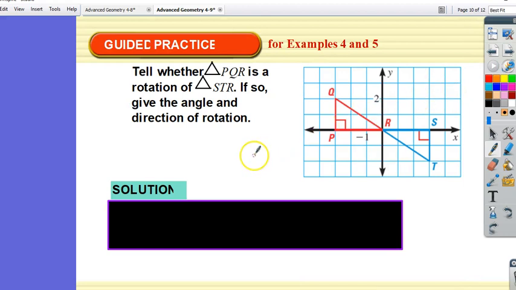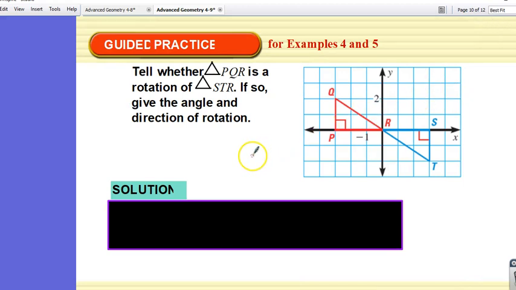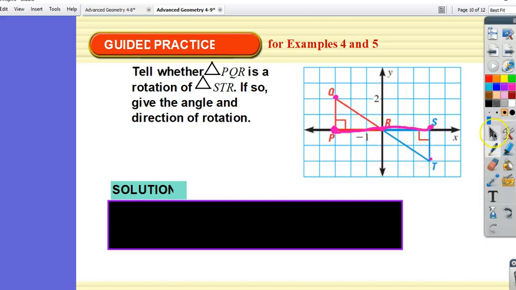Tell whether triangle PQR is a rotation of triangle STR. If so, give the angle and the direction of rotation. All right, so our P is at 1, 2, 3, -3, right? And our S is at 3. So this is definitely like 180 degrees here, right? A rotation of 180. Let's see about these. Aren't these 180 degrees? 3 by 2, 2 by 3, right? Those are going to be the same distance from the origin in keeping to the 180 degrees. This is a 180 degree rotation.